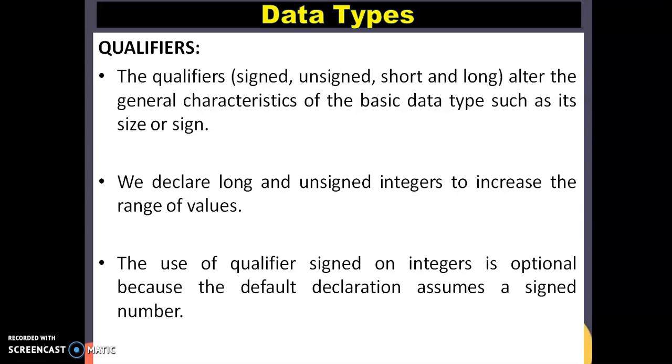Qualifiers. The qualifiers are signed, unsigned, short or long. After the general characteristics of the basic data type, such as its size or sign, we declare long and unsigned integer to increase the range of values. The use of the qualifier signed on integer is optional because the default declaration assumes a signed number.